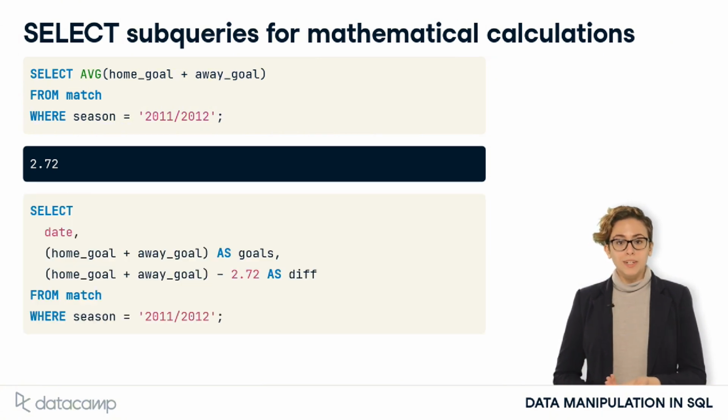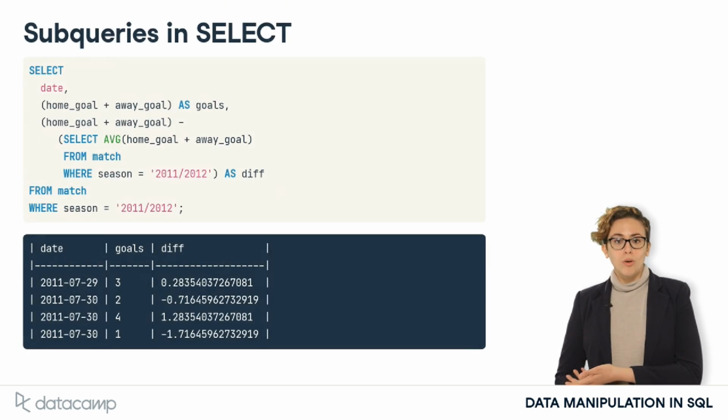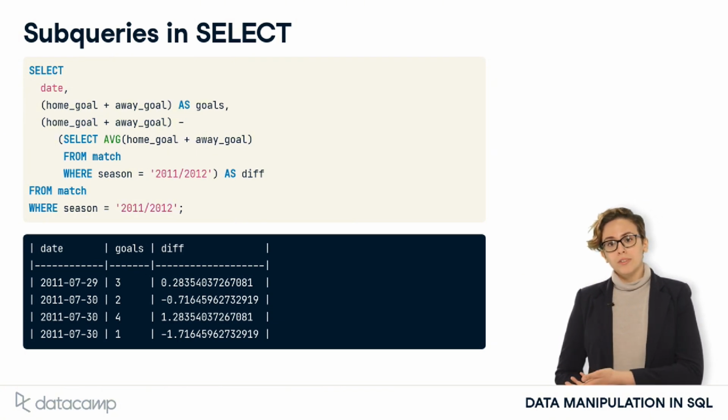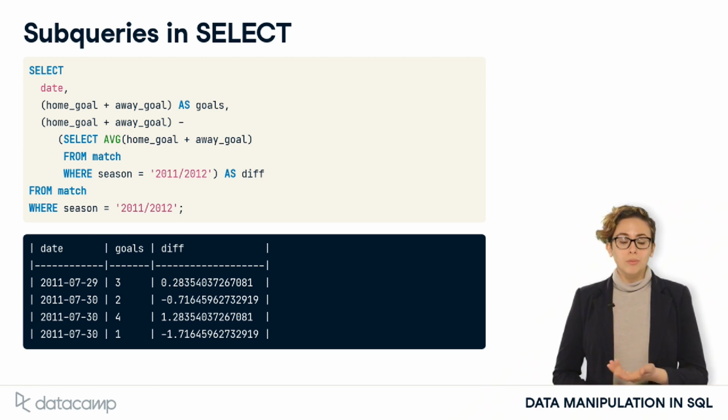ahead of time in a separate query and input the value into the select statement, or you can use a subquery that calculates this value for you in your select statement and subtract it from the total goals in that match. Overall, this second option can save you a lot of time and errors in your work, and the results you see here are identical to calculating the result manually.